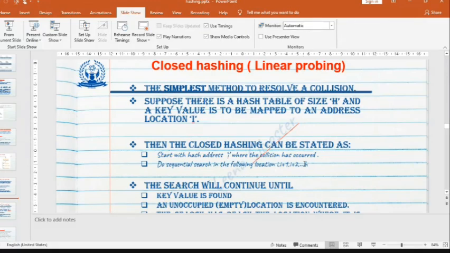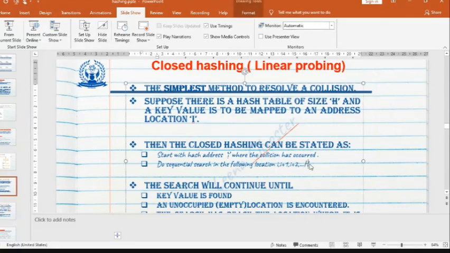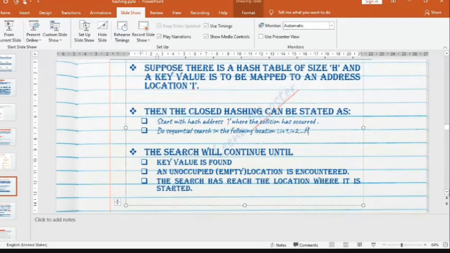Up to H. What is H? H is the size of the hash table. Suppose there is a hash table of size H, and a key value is mapped to a location I. Assume that at location I a collision has occurred. So we have to search from I, then I plus 1, I plus 2, etc., up to H. This search will continue until the key value is found or an empty location is encountered, or the search has reached the location where it started. So you have to continue the search if either of these conditions exist.